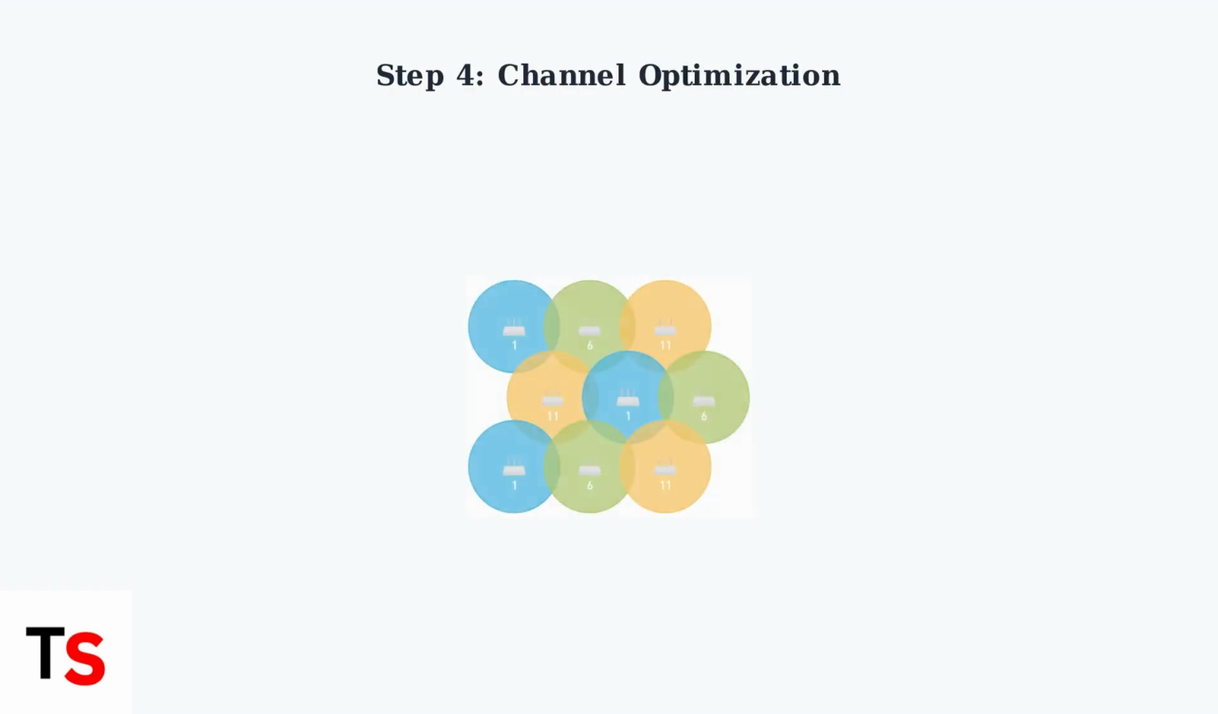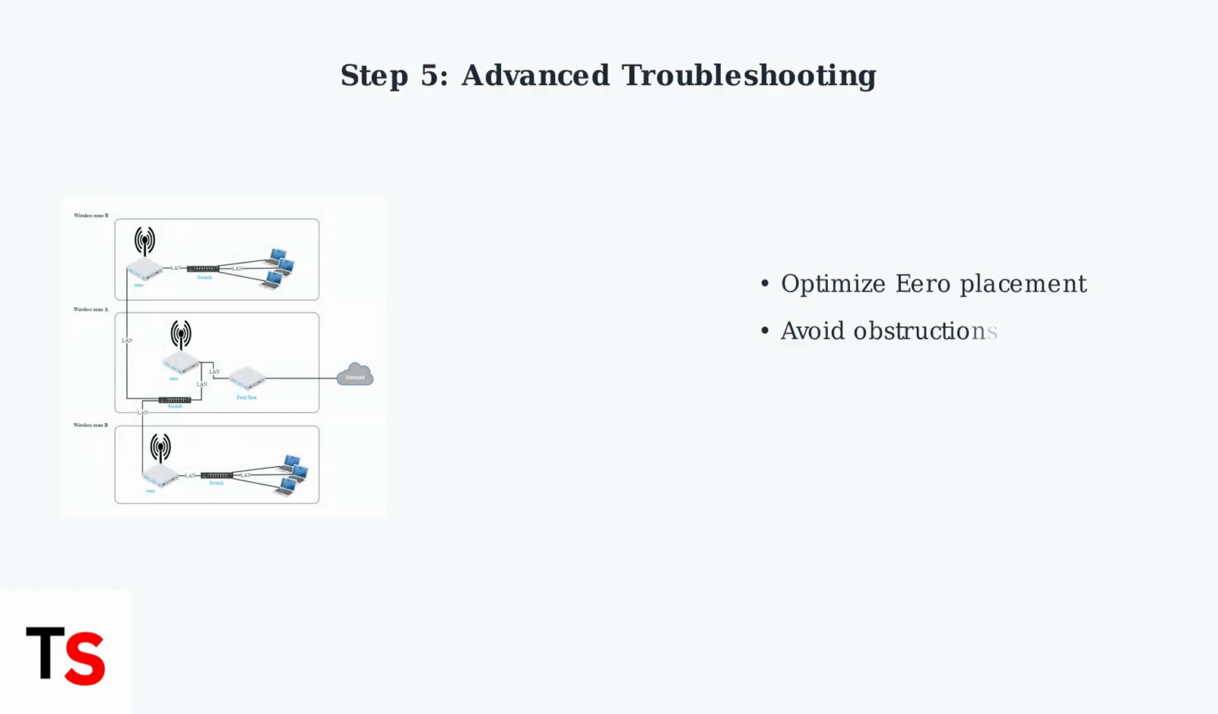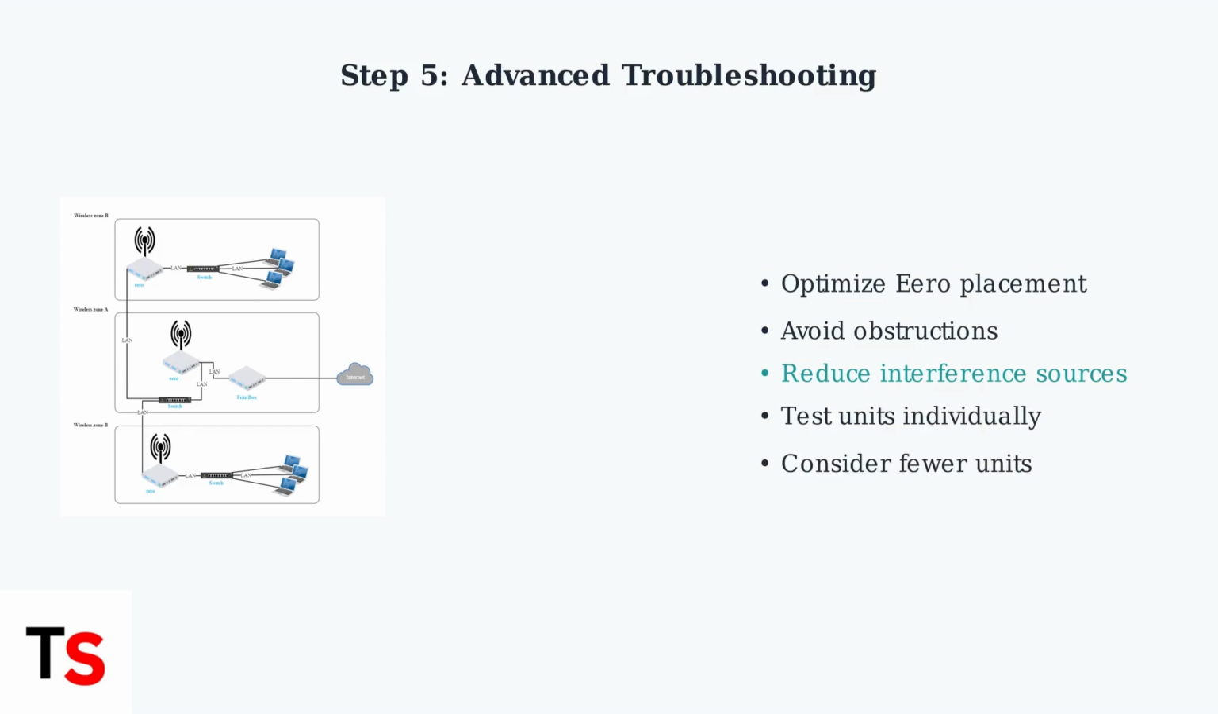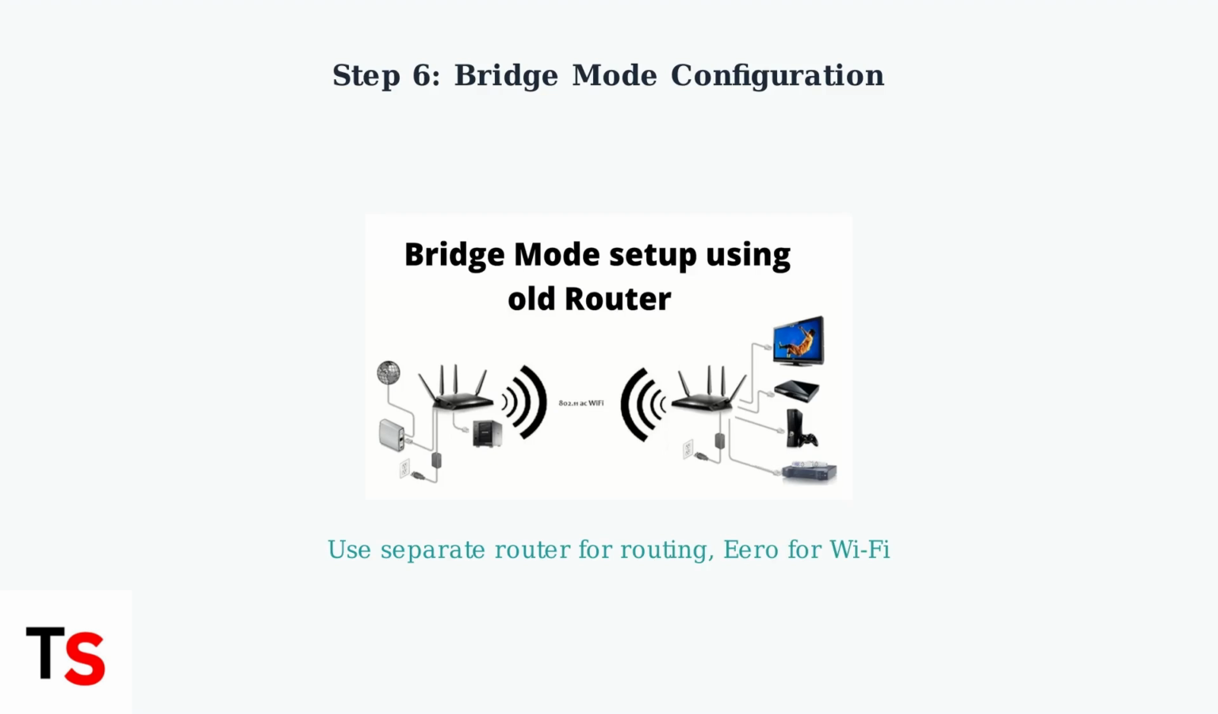Wi-Fi interference can cause disconnections. The Eero app can automatically select the best channels, but understanding channel overlap helps you optimize your network manually if needed. For persistent issues, try advanced troubleshooting. Check device placement, reduce the number of Eero units if you have many, and test devices individually to isolate problems. If routing issues persist, consider using bridge mode. Connect a separate router to handle routing functions while your Eero devices focus on providing Wi-Fi coverage.